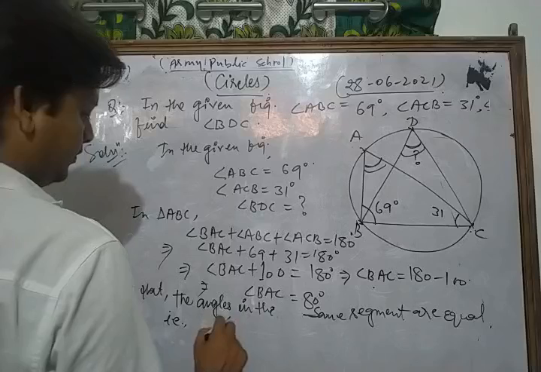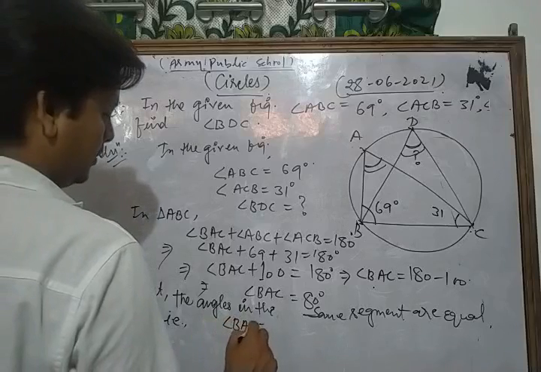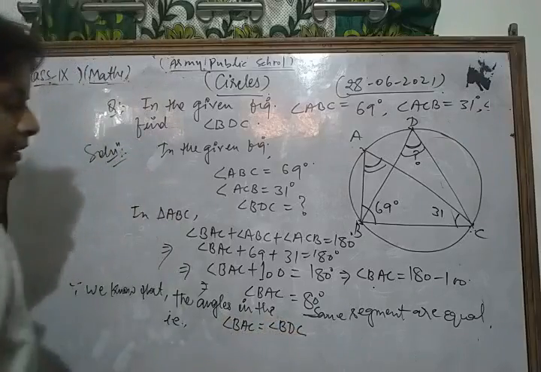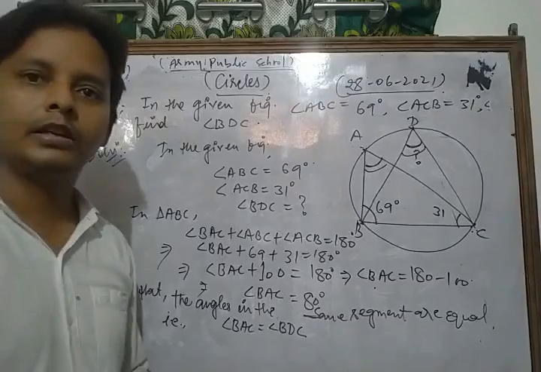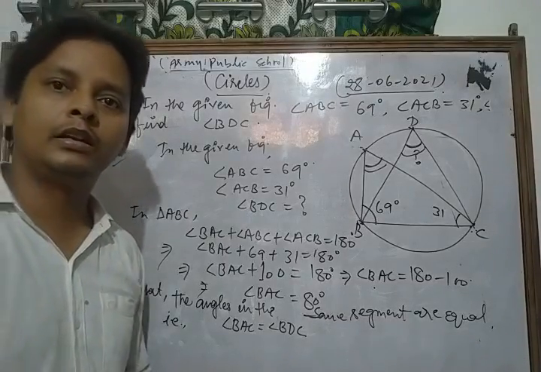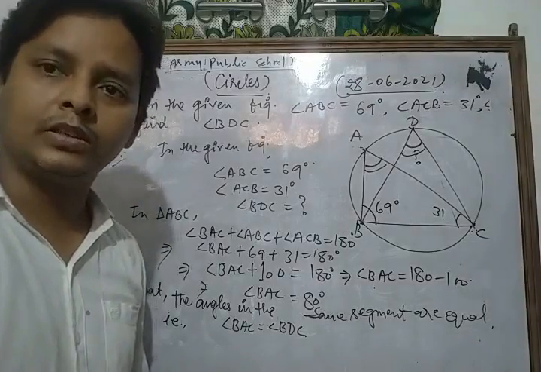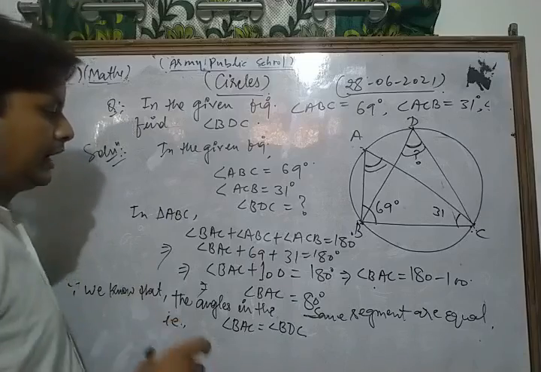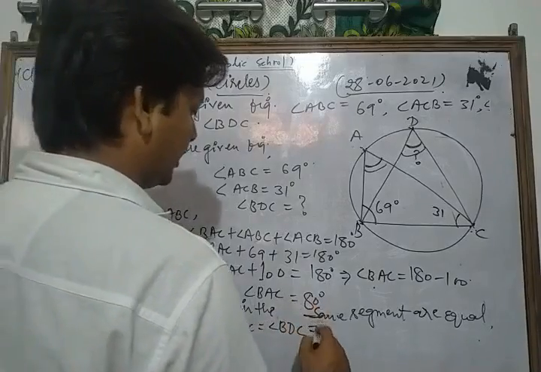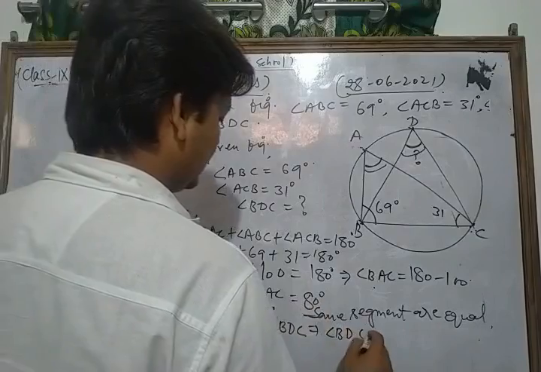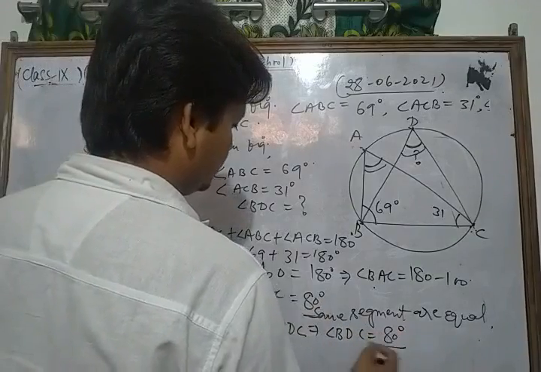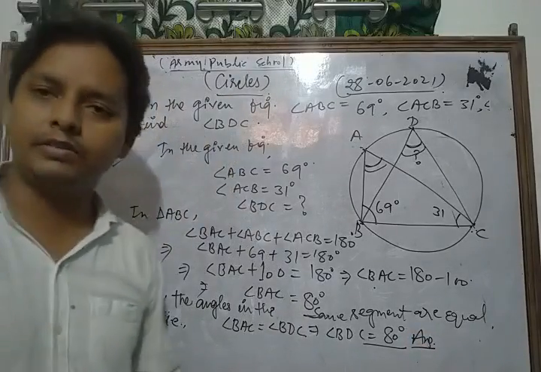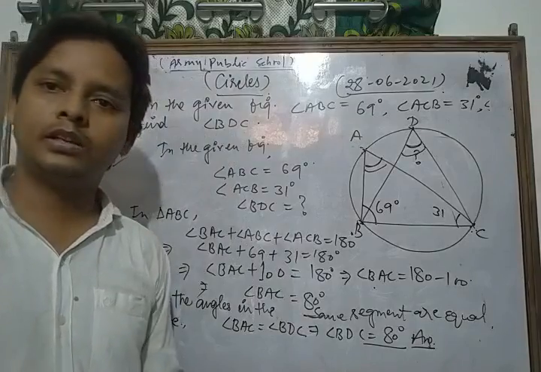that is, angle BAC is the same as angle BDC. Okay. Now look. So in this way, angle BAC is 80 degrees. So angle BDC is also equal to 80 degrees. This is the required solution of the given question.